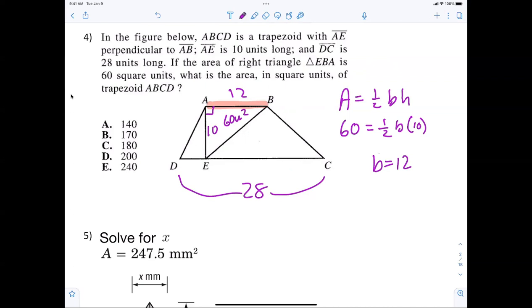All right, now remember the area of a trapezoid. I always try to tell kids the area of a trapezoid is the average of the bases. Base 1 plus base 2 over 2, times the height. All right, so 28 plus 12 divided by 2 times 10. What does that come out to be? Does everybody agree? Is that right? 200? All right, any questions with number 4? I think that was pretty straightforward.